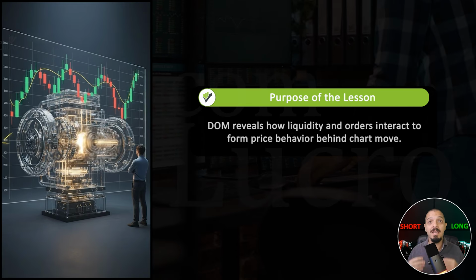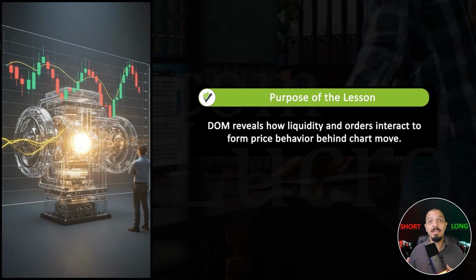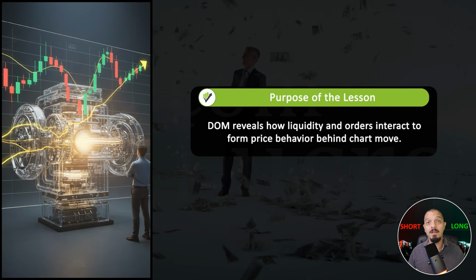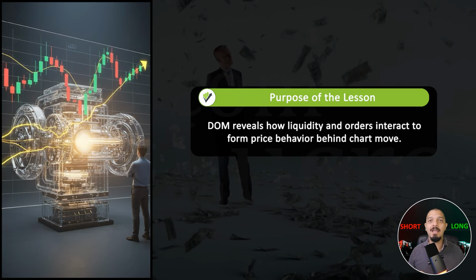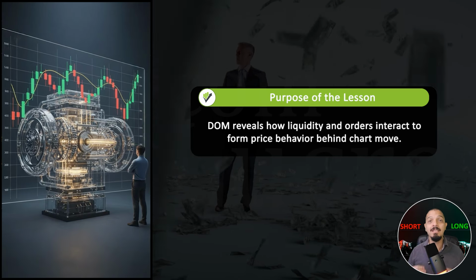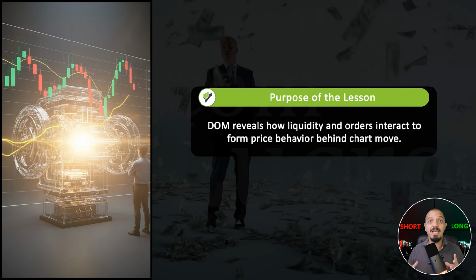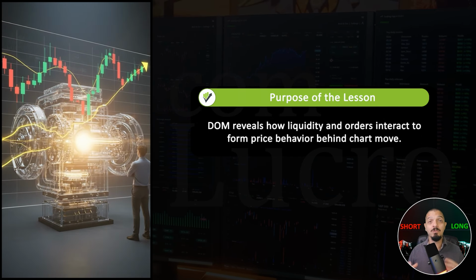Before we get into the mechanics, let's anchor the purpose of this lesson. The DOM gives you a live view of how price forms on the chart by showing where liquidity sits and how orders interact. It is not about trading through the DOM. It is about understanding the engine that drives every candle you see.